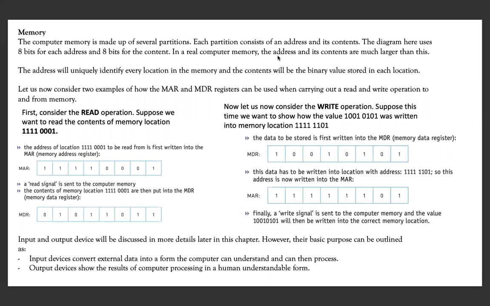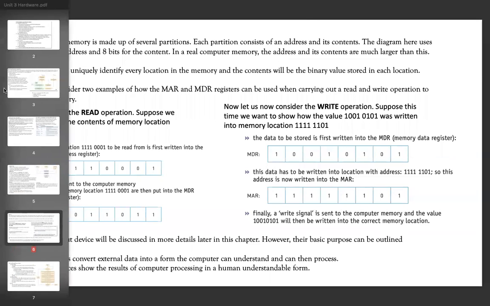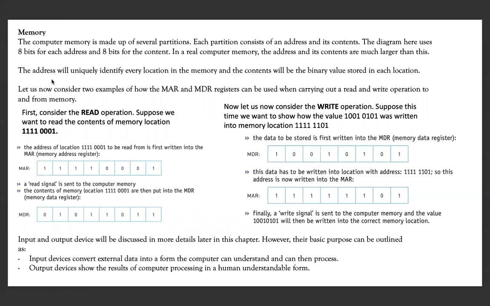Just to show you how this works, this is a simple example. We're going to be using an 8-bit register for this. The address will uniquely identify every location in the memory and the contents will be the binary value stored in each location. Let us now consider two examples of MAR and MDR registers that can be used when carrying out read and write operations to and from memory. Let's look at the read operation first.